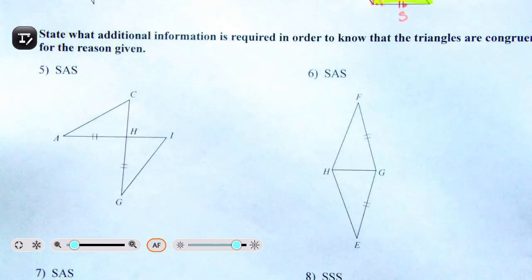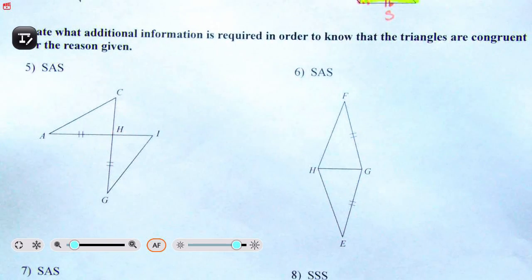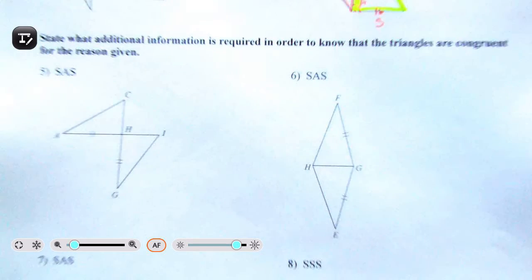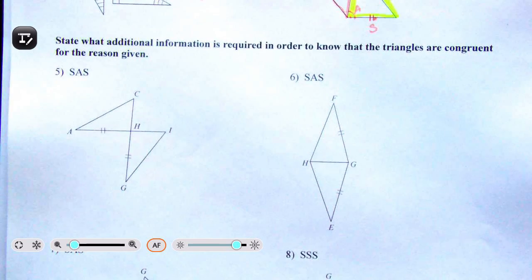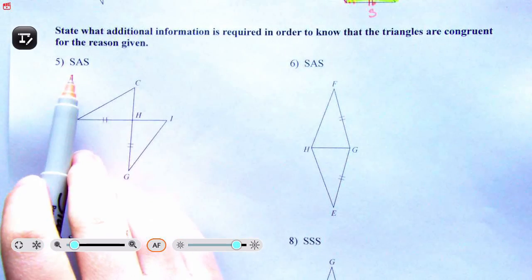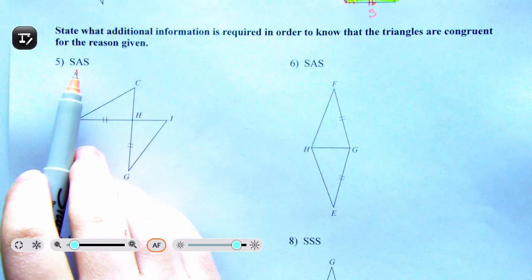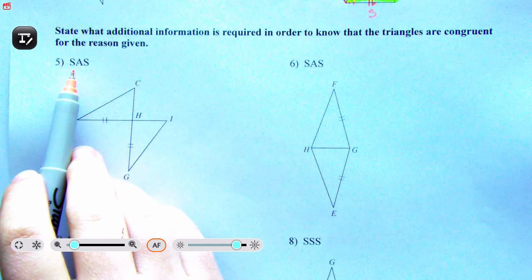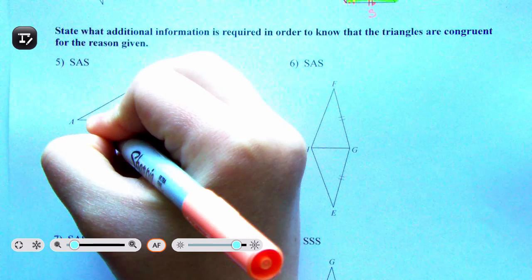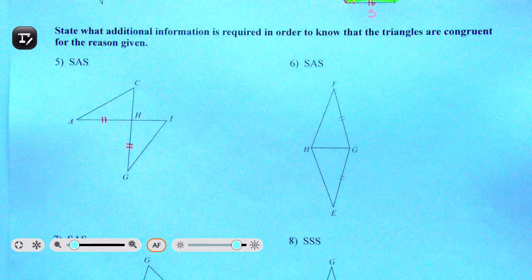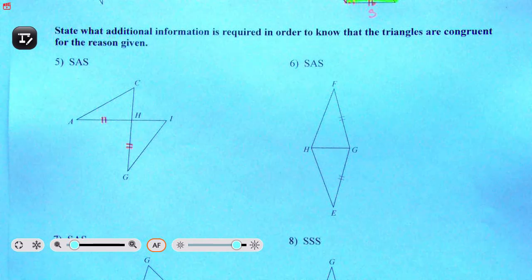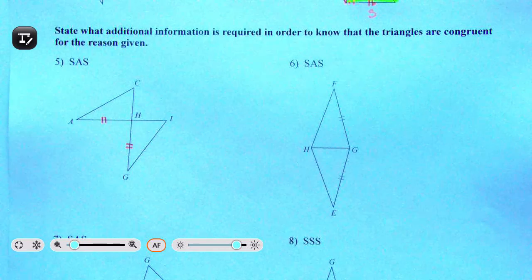State what additional information is required in order to know that the triangle is congruent. So basically on this question, starting at number 5, 6, 7, and 8, they're telling you they are congruent. Make these triangles congruent by side, angle, side. So if we know we have a side, we want to know that they are congruent. Okay.